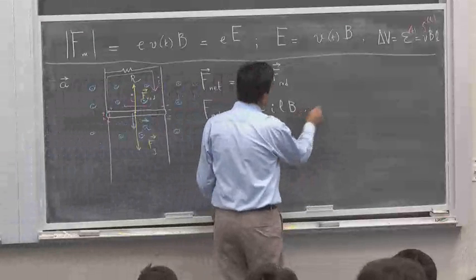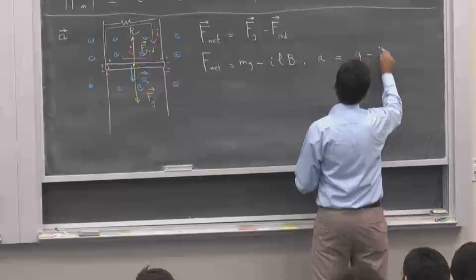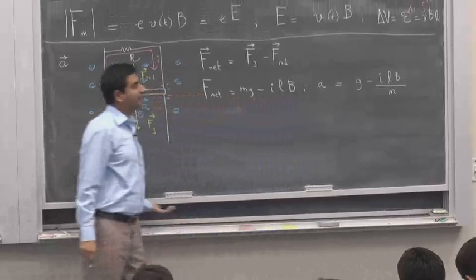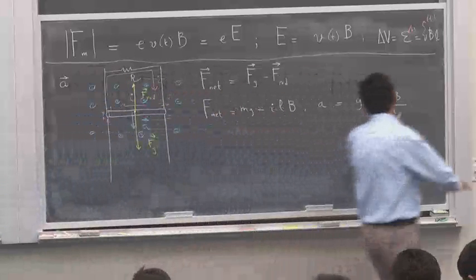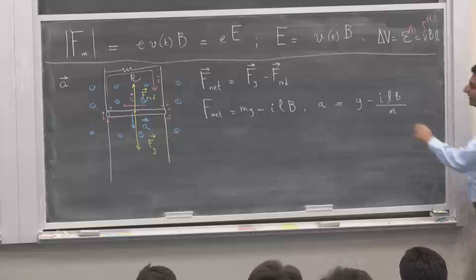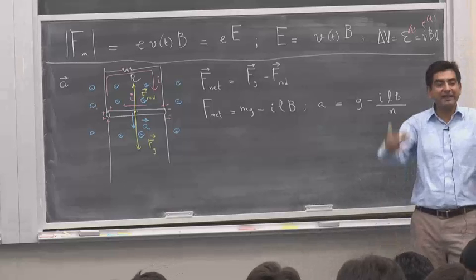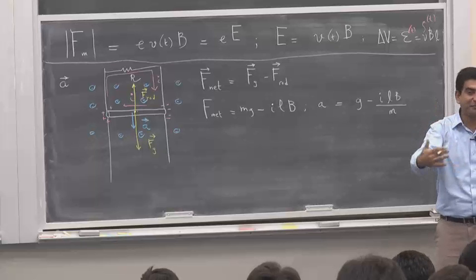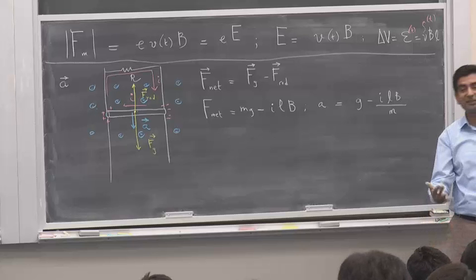So what's the acceleration of the rod? It's going to be g minus I L B over m. Quite interesting. Look at this. If it were free fall, the acceleration would be simply g. But now the acceleration is going to decrease from the acceleration due to gravity. This is like damping. This is magnetic damping. It's not going to accelerate with g, with 9.8 meters per second squared. It's going to accelerate at a smaller rate. The acceleration will be impeded.